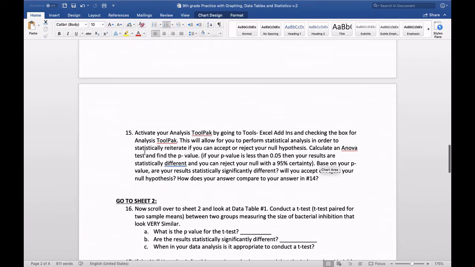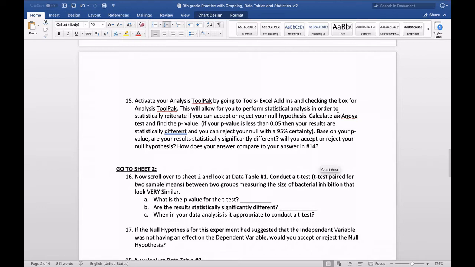And this is going to allow you to calculate either an ANOVA test or a t-test, depending on what you're doing, in order to calculate a p-value. And your p-value is a statistical number that with certainty can tell you if your results are statistically significant or not. So in other words, is your independent variable having an effect on your dependent variable?